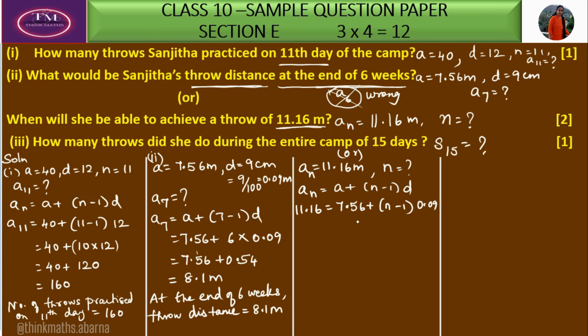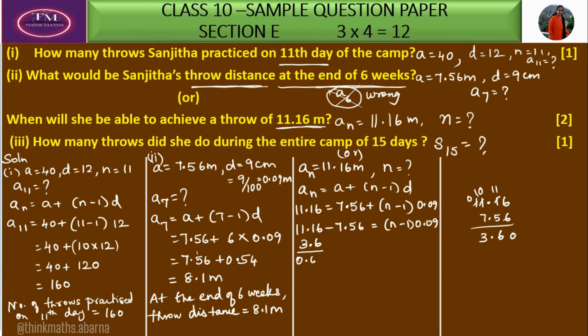0.09. So now take this 11.16 minus 7.56 equal to n minus 1 into 0.09. So subtract 11.16 minus 7.56. 6 minus 6, 0. Then 11 minus 5 is 6. Here not possible, so this is 10 minus 7, 3. So it is 3.6.